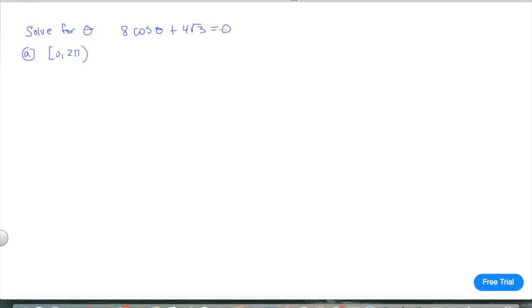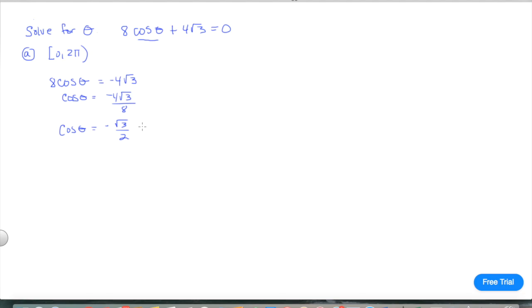equals 0. Okay, so if I'm solving over the interval, the first thing I want to do is get cosine theta by itself. So we'll take that 4 root 3 to the other side. And then I'll divide by 8. So finally we have cosine theta is equal to negative square root of 3 over 2.